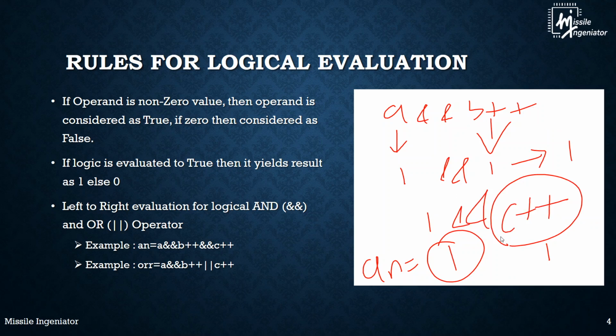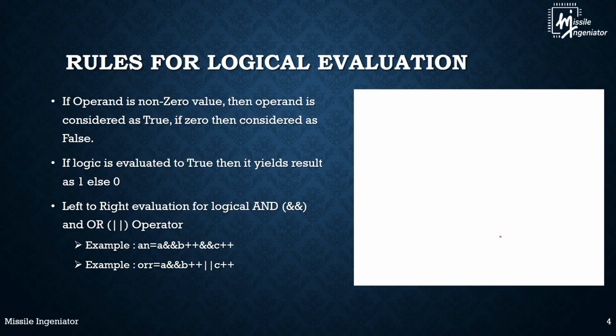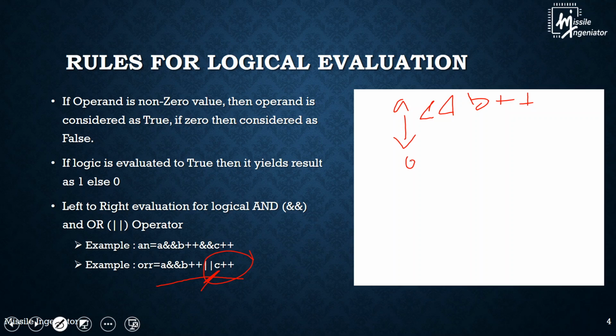The next example I'm going to explain is the OR operation. Here, say you are evaluating a ampersand ampersand b plus plus, and in the last evaluation we have an OR operator. If the value of a is 0, the operation does not end here, because though this is 0, you can still evaluate the b plus plus.